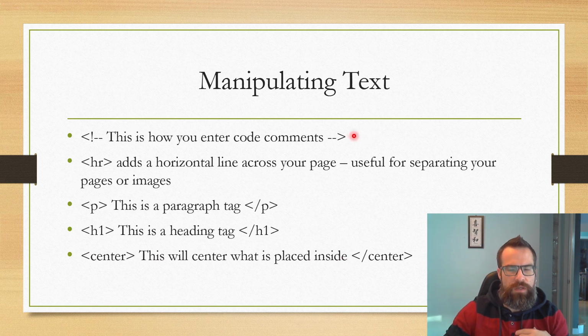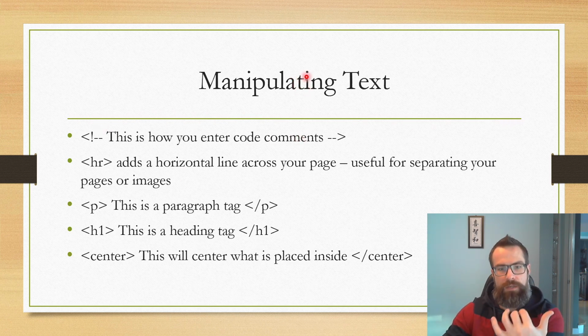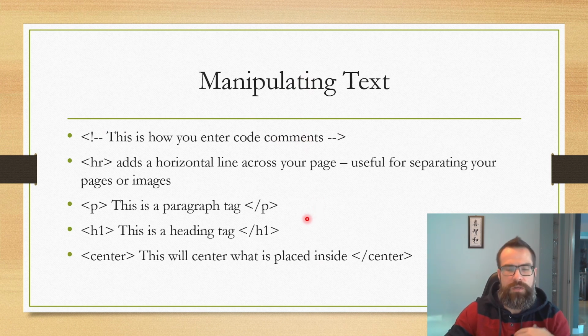The first is how to enter code comments. Code comments are put in there for you as a developer, often to organize what you're intending to do, organize sections of code, and sometimes just remind yourself of what you need to do next. HR adds a horizontal line on your page, which is useful for separating sections on your page. Here's an example right here: there's a horizontal line separating the title from the content on the page.